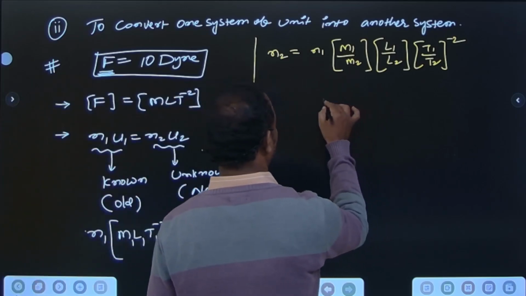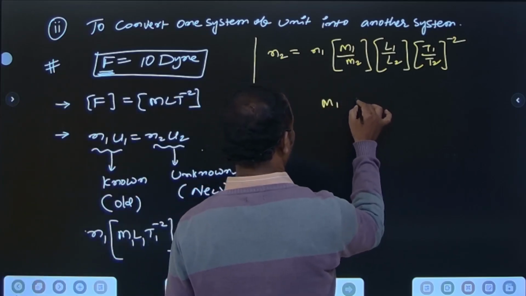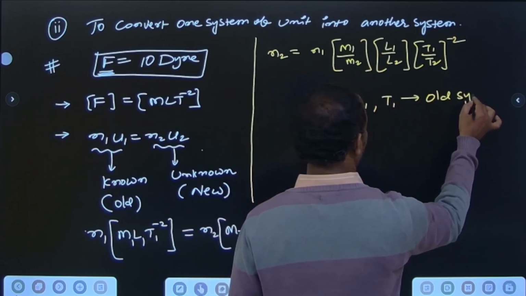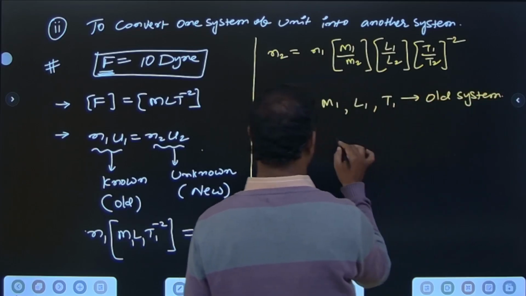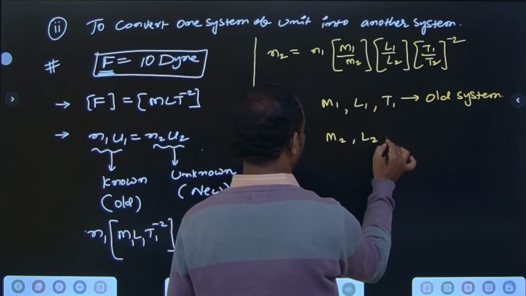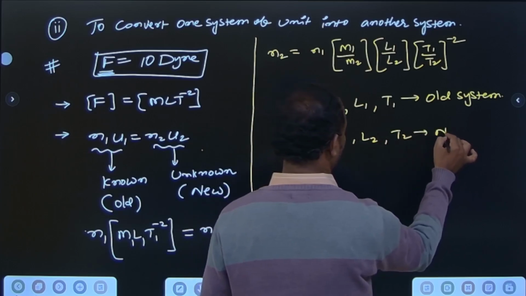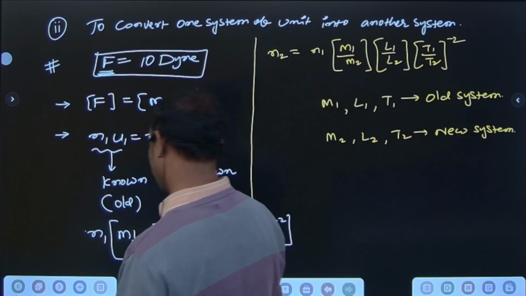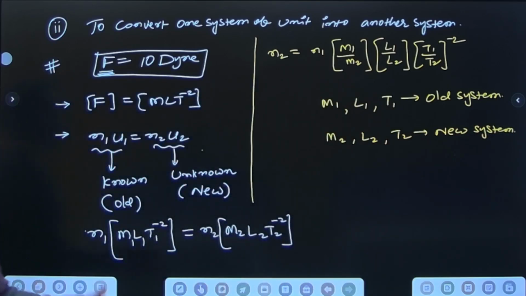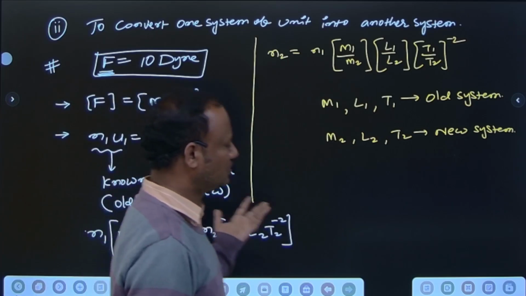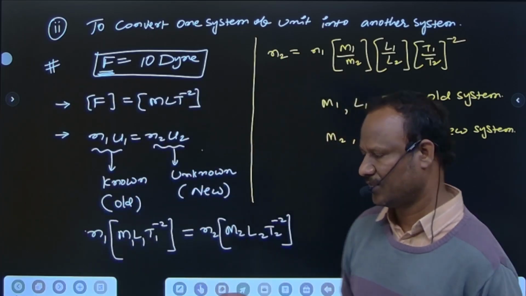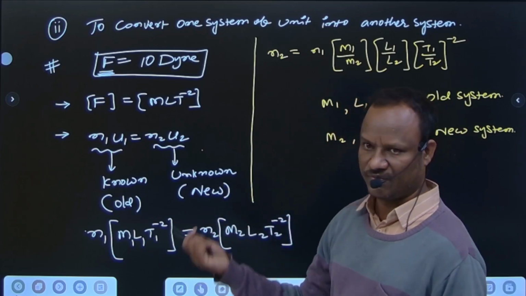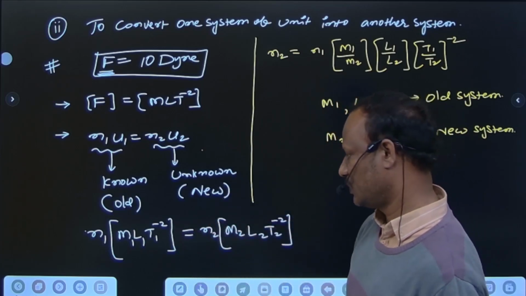M1, L1, T1 are the old system values, which we have to substitute. M2, L2 and T2 are the new system values. This is very rare, but for problem solving we can sometimes use direct simplification from one system to another. According to the given question, we need to respond accordingly.